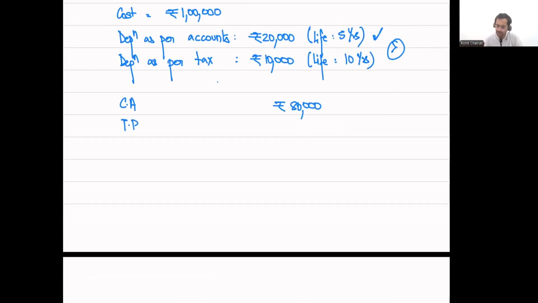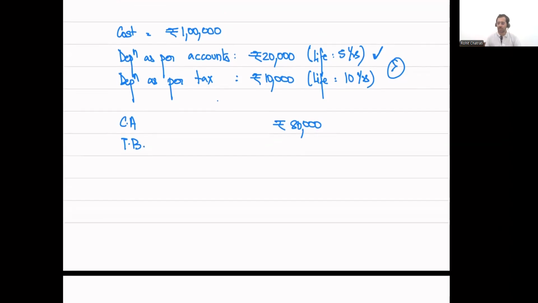The tax base is going to be the amount that will be allowed as a deduction in future. Now, 1 lakh is the cost of the machine. Of that 1 lakh, 10,000 has already been allowed as a deduction in year one. Therefore, the amount of future depreciation will be equal to rupees 90,000. The amount that I will be allowed as a deduction in future will be equal to 90,000.